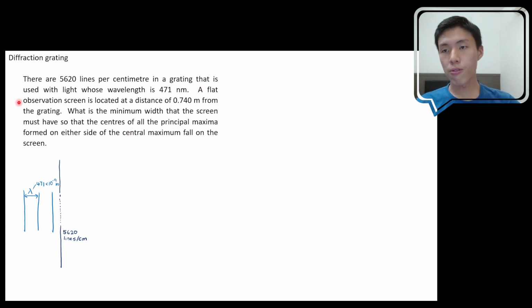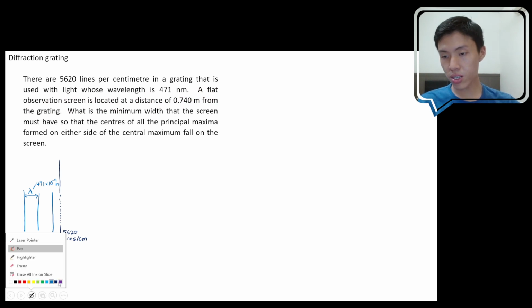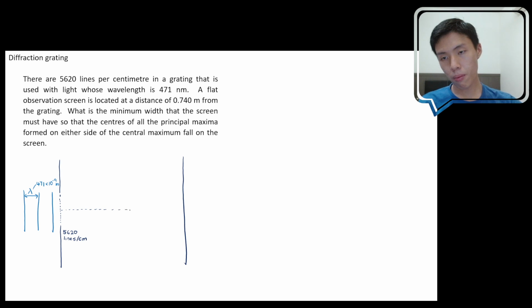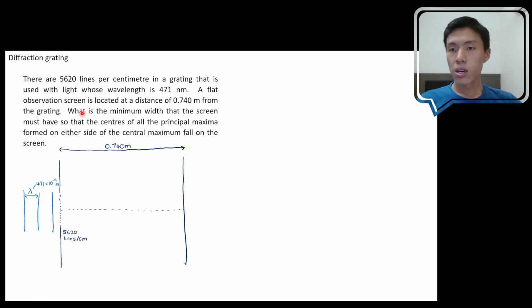Okay, a flat observation screen is located at a distance of 0.74 meter from the grating. So we are going to place a screen at a distance of 0.740 meter away from the diffraction grating. And this center line is just to indicate where the center maxima is later. But generally the idea is the distance is 0.740 meter.